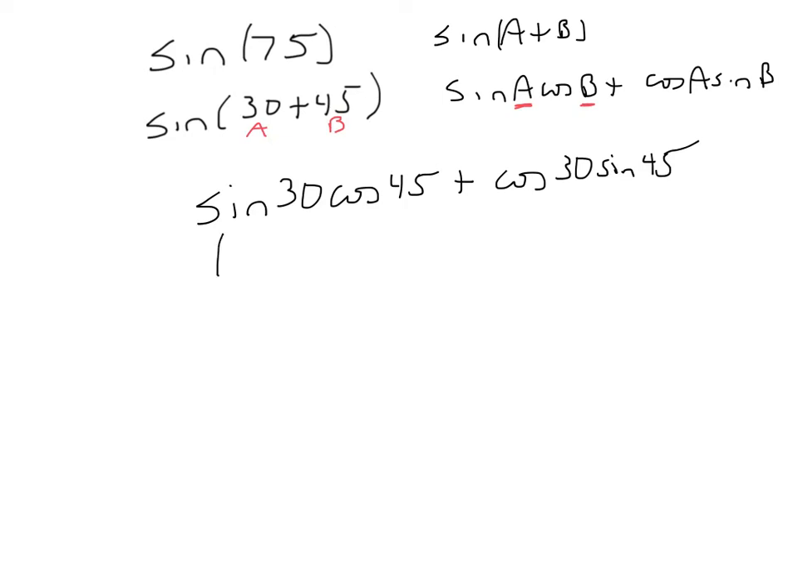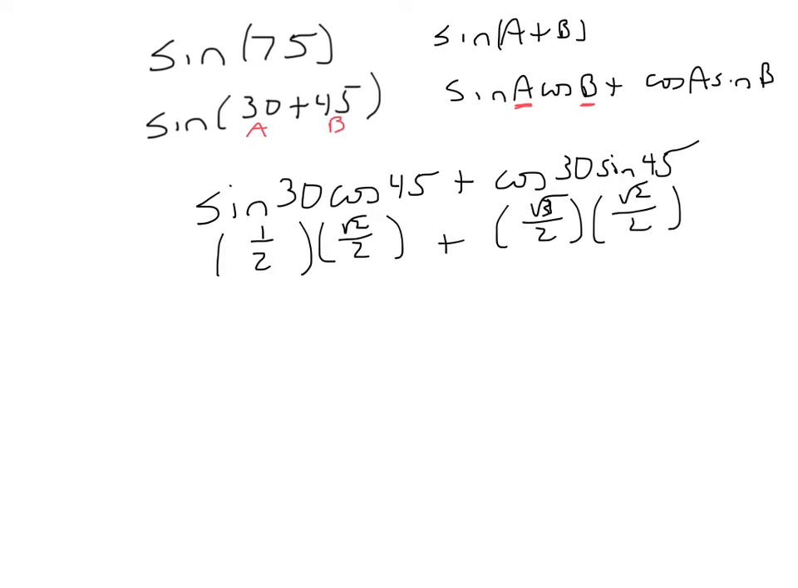Sine of 30 is 1/2, cos of 45, radical 2 over 2. Cos of 30, radical 3 over 2. Sine of 45, radical 2 over 2. So remember, I'm multiplying these. And so multiply the numerator, multiply the denominator, you get radical 2 over 4. And I'm multiplying these. When you multiply radical 3 by radical 2, you get radical 6. And then 2 times 2 is 4.